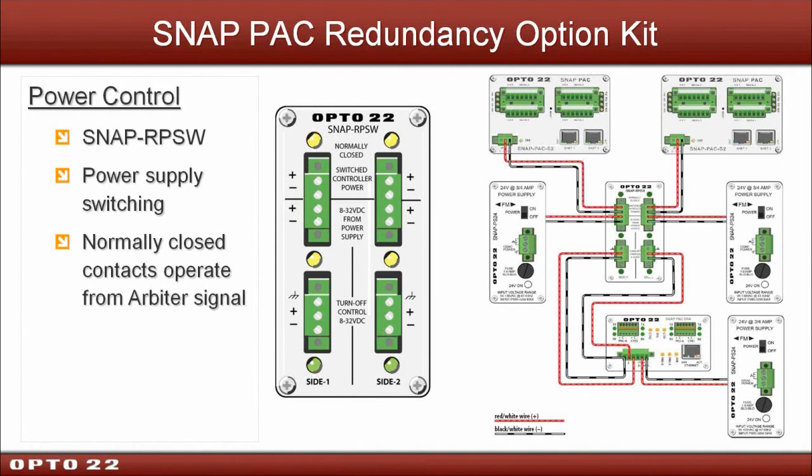On the side there, you'll see a bit of a wiring diagram that just illustrates that in a system that has 2 PAC S controllers and an arbiter, you will have 3 power supplies. So the arbiter can switch the power to the 2 different controllers, and then of course there is a power supply for the arbiter itself.